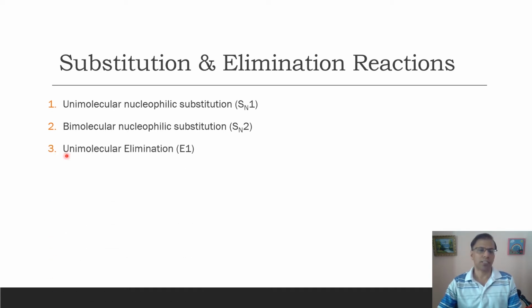And then you have the unimolecular elimination reaction. It's represented as E1 because only one molecule is involved in the rate determining step. And then we have the bimolecular elimination reaction, in which 2 molecules are involved in the rate determining step, and it is symbolized as E2.